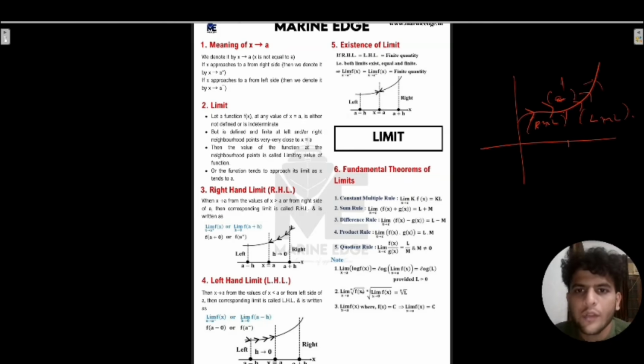Yes or no? Is the existence of a limit clear to every one of you? If LHL is equal to RHL, then it is a finite quantity. Both limits exist, are equal and finite. Let the limit of f(x) as x tends to a and the limit of f(x) as x tends to -a be finite quantities.